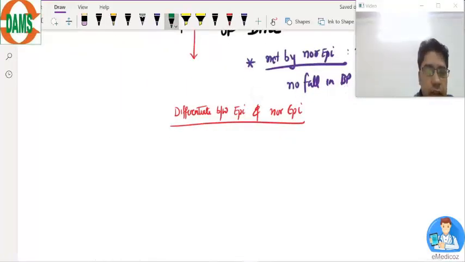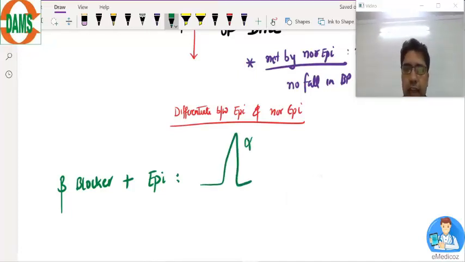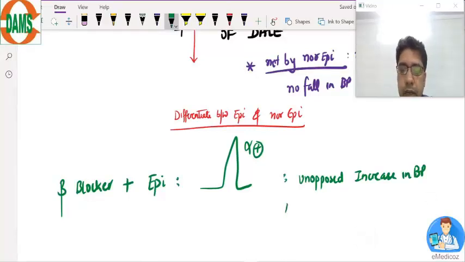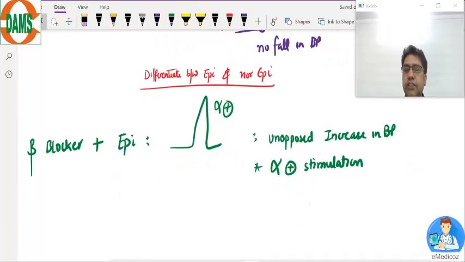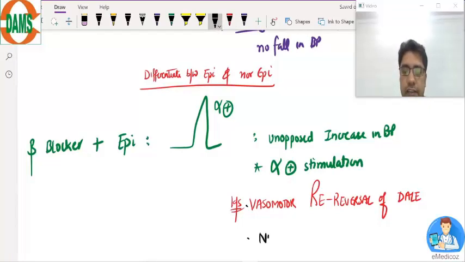Now, the last point you will write: if you give beta blocker with epinephrine, there will be only increase in BP, an unopposed increase in BP, because of alpha stimulation. This property is known as vasomotor re-reversal of Dale. It has no significance.